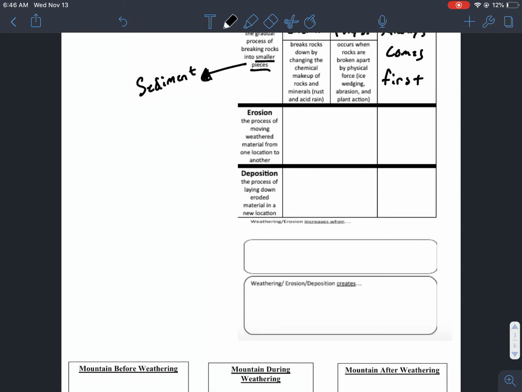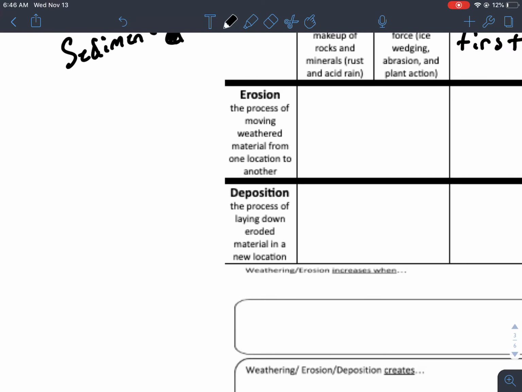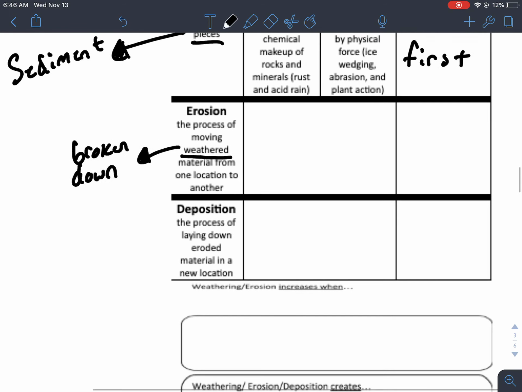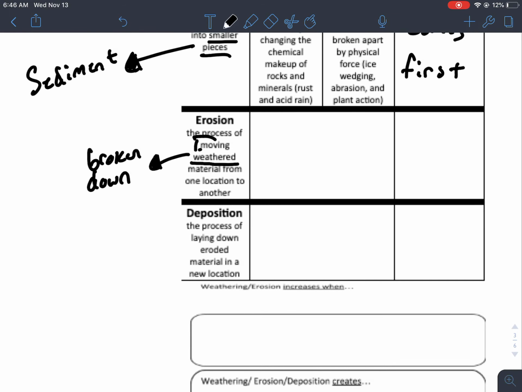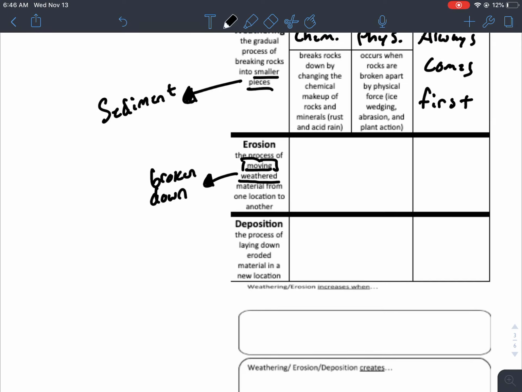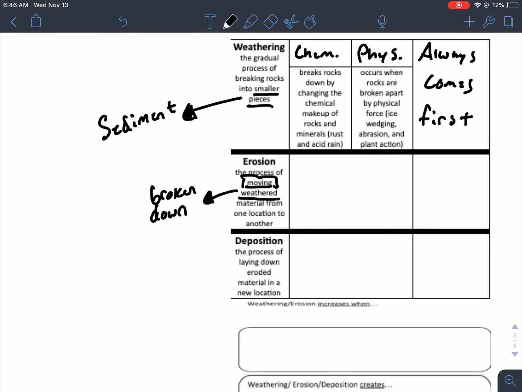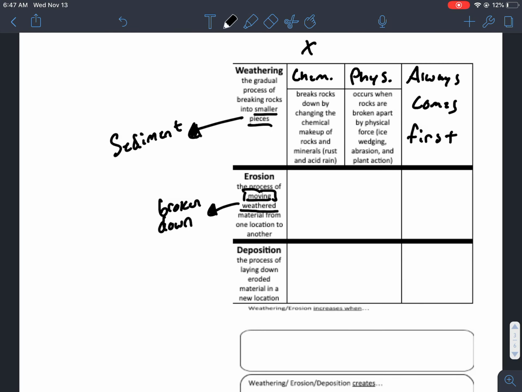Let's check out erosion. Let's read our definition. Erosion is the process of moving weathered material. I want you to underline weathered, and every time we see weathered, we're going to rewrite broken down, because that's all weathering means. Weathering means to break down material, so weathered material has been broken down. Erosion is the process of moving broken down material from one location to the other. I want you to also box in moving, because that's what erosion means. Erosion means moving.